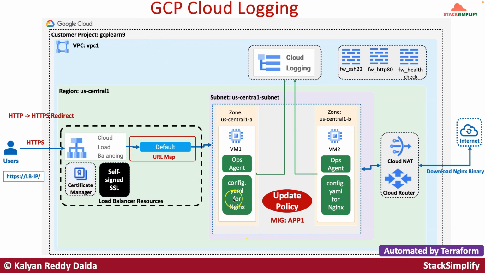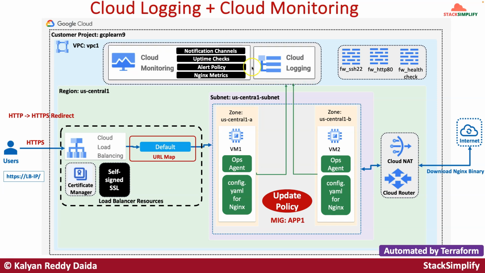Once that is completed, we will implement GCP Cloud Logging. For the application we have installed on our VM instances, we are going to install the Ops Agent and also configure the config.yaml for the Ops Agent to send the logs of that application to Cloud Logging. Once those logs are sent, we are going to verify them in Cloud Logging. That's what we are going to implement as part of the Cloud Logging demo.